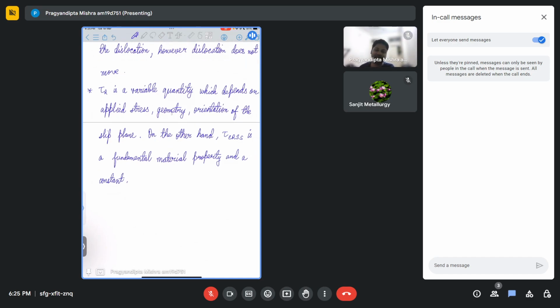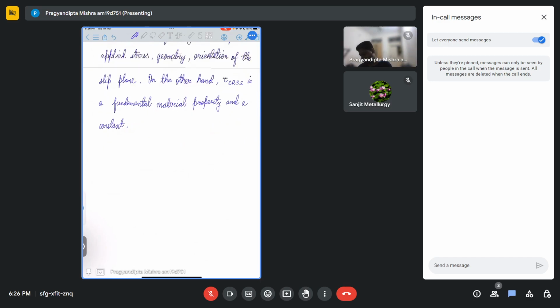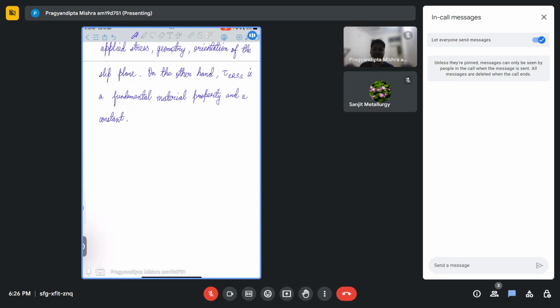Therefore, this tau CRSS value becomes a very unique and useful quantity when we are talking about dislocation, about plastic flow, plastic behavior of any material system, because it is a singular quantity, a constant, a material property that we can identify for a particular material system, and then we can make claims about how the material would behave, right? So tau CRSS is a fundamental material property that can be quantified or measured by using different experimental techniques. Okay, so this is about tau CRSS.